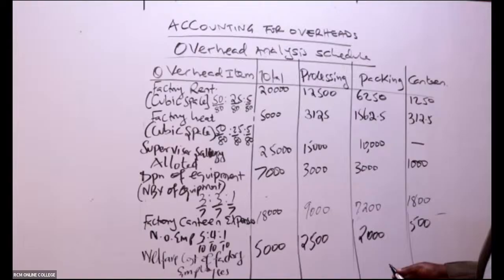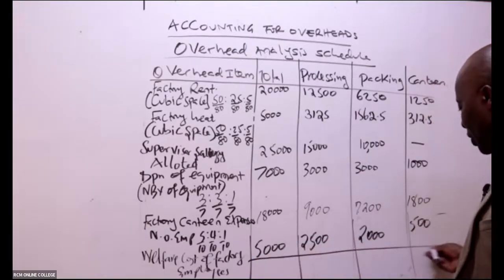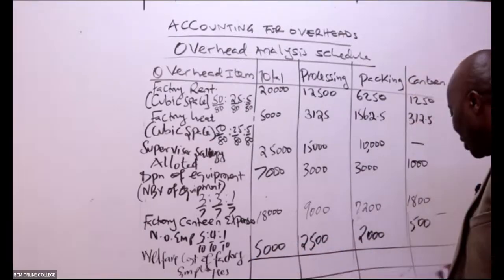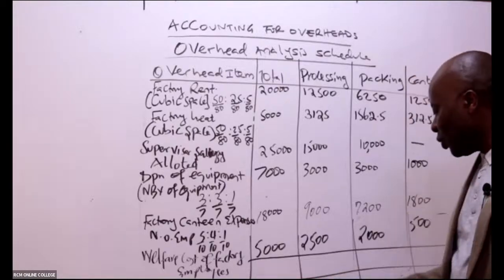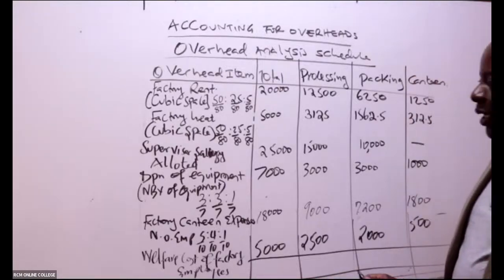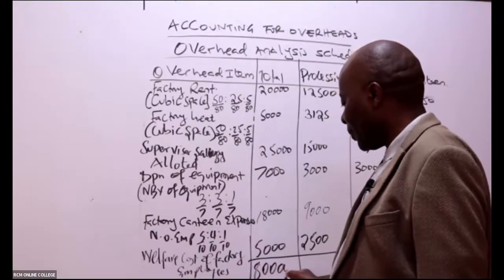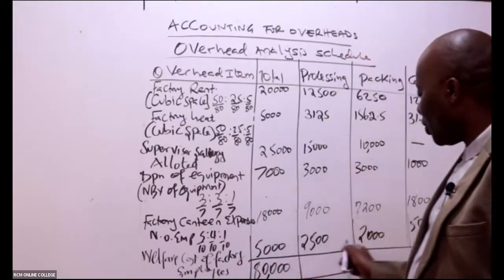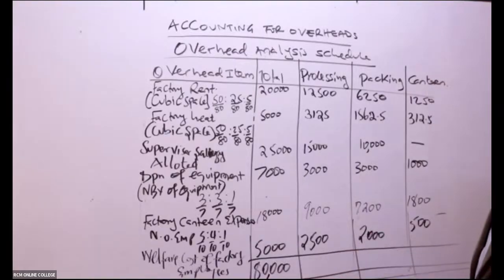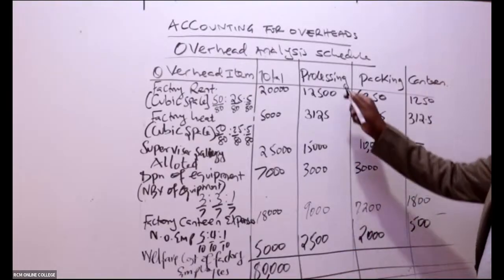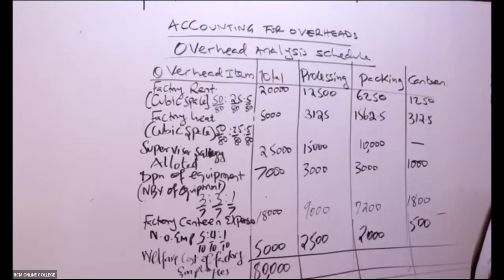Now, ladies and gentlemen, we have finished doing the apportionment and allotments. Now come and give us the total. The total here is 80,000, which is given in the question. So you expect these three totals to add to that 80,000. Can somebody give me the total for processing with your calculator?